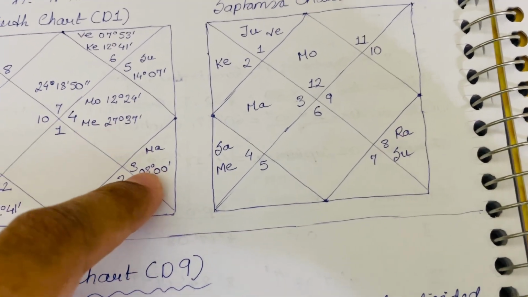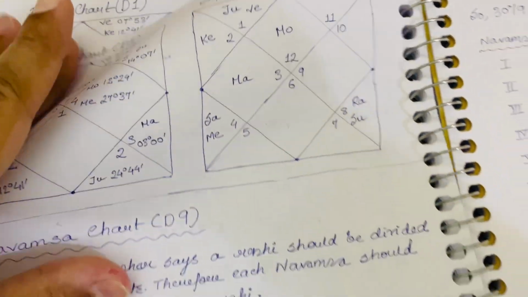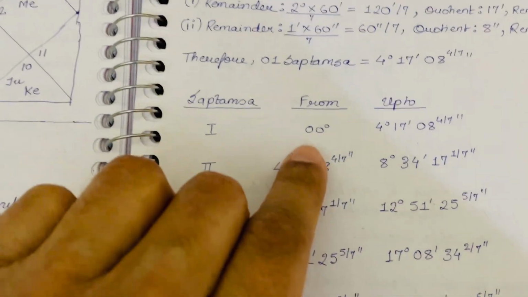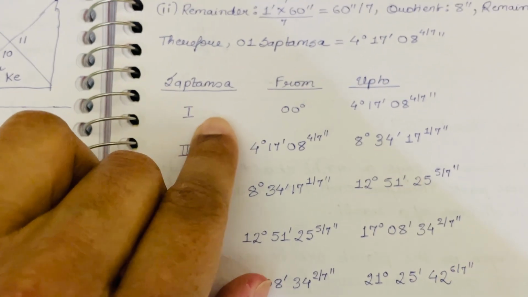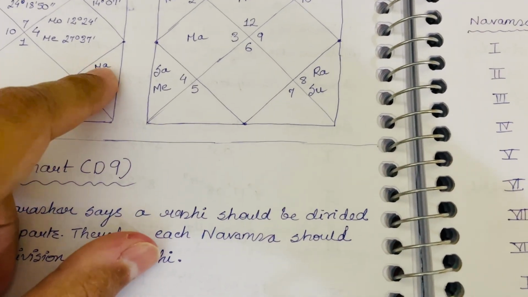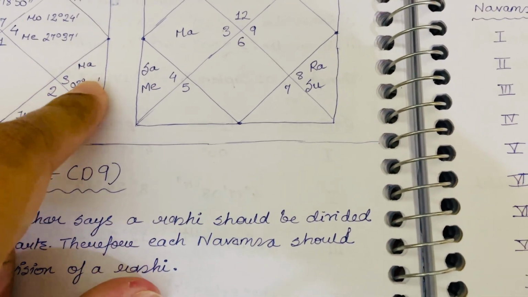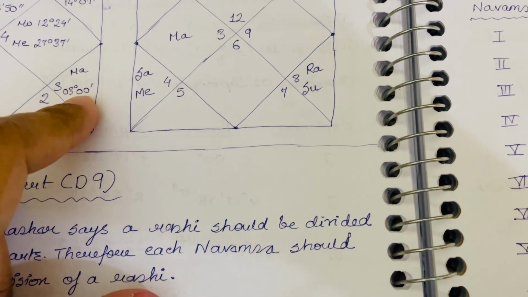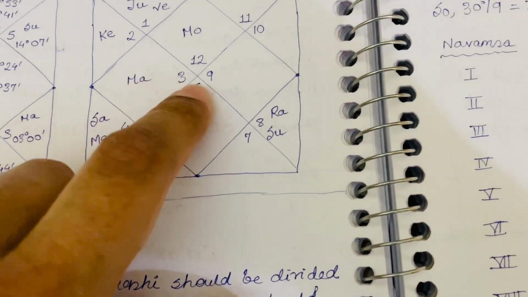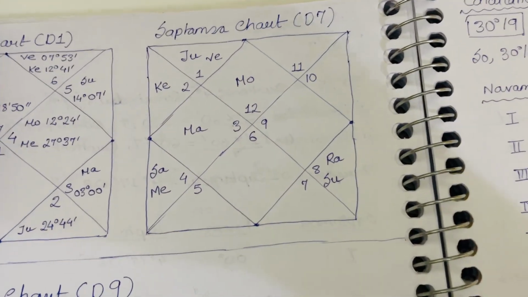Mars is in the sign of Gemini, which means counting will start from here only, the same Rashi. 3 degree 00 minutes means it is in the 1st Saptamsha. So for Mars, counting will be from here, 1. Mars will remain in the same sign, that is Gemini. Mars will remain in the sign of Gemini in the Saptamsha chart also.